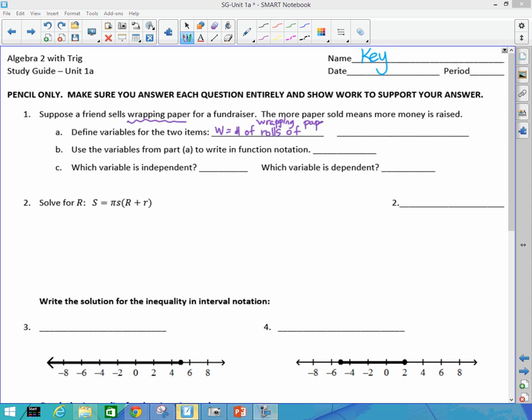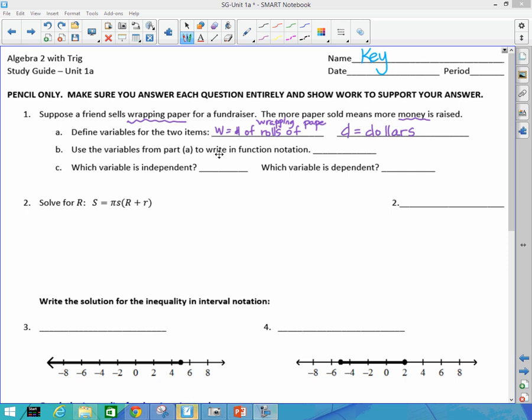Okay? And then the other variable: the more paper sold means the more money is raised. And money we often count in dollars, so we're going to use D for dollars. So both of those letters represent numbers: the number of rolls of wrapping paper, and the number of dollars that we have.